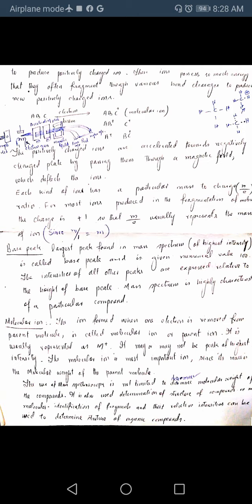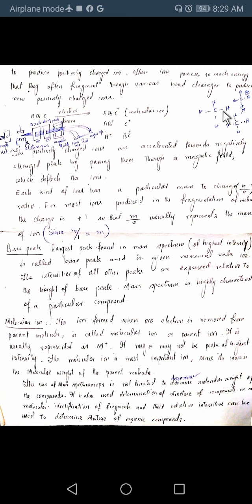So here you can see a general representation of a molecule ABC. It is bombarded with the electron beam, then it is changed into the molecular ion. This molecular ion can be broken up into AB positive ion and C positive ion, or A positive ion and BC positive ion. These are the fragments which are found. A particular example you can see is of methane.